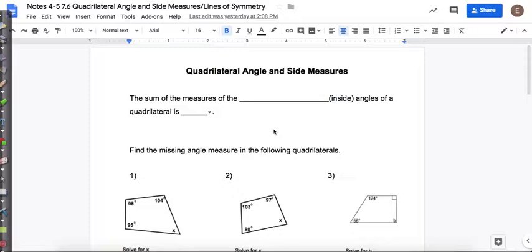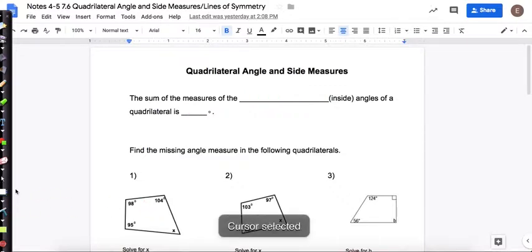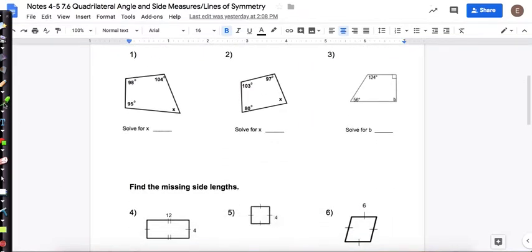So the sum of the measure of the interior, which is inside angles of a quadrilateral, is 360 degrees. So what we're going to do is look at three quadrilaterals and find the missing angles. And we know that all the angles add up to 360 degrees. So let's look at example number 1.